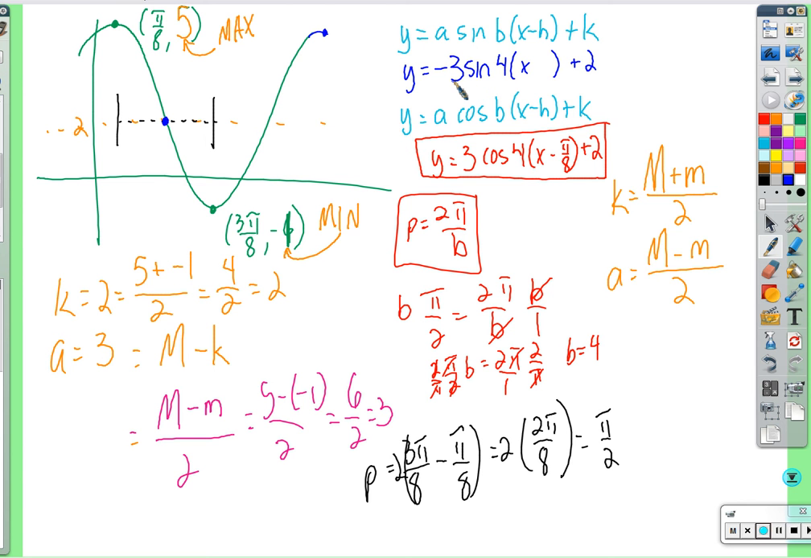And what's that horizontal shift going to be? Well, this is pi over 8. This is 3 pi over 8. Where would this be? Pi over 4, 2 pi over 8. Pi over 4. So minus pi over 4. That could work too, or an infinite number of other possibilities.